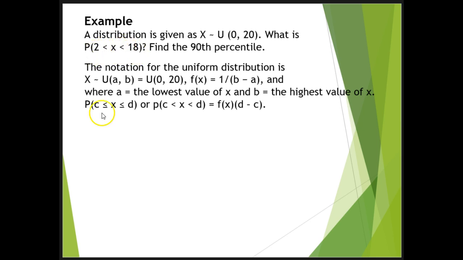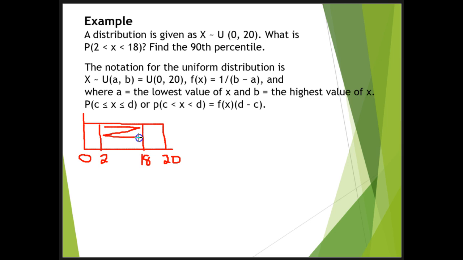So let's go ahead and find the probability that x is between 2 and 18. First, we know that this distribution goes from 0 to 20. So we know that that's 20, and this starts at 0. We need to find this value here, f of x. Remember, we are looking for an area, and it's the area in between here. So let's calculate f of x. f of x is 1 over 20 minus 0, which is just 1/20th.